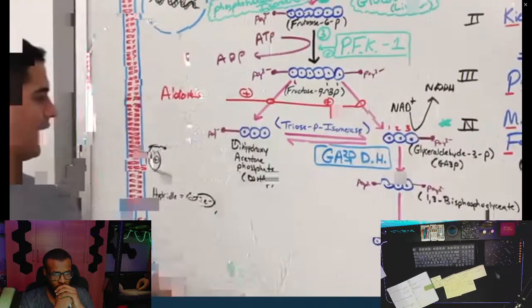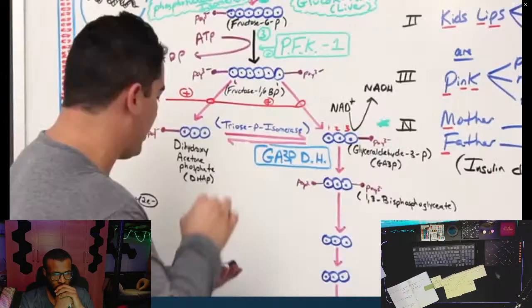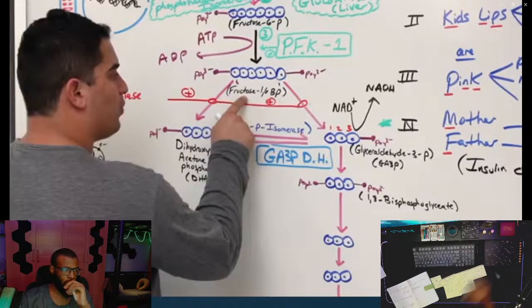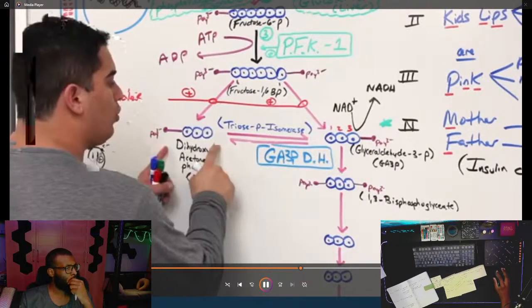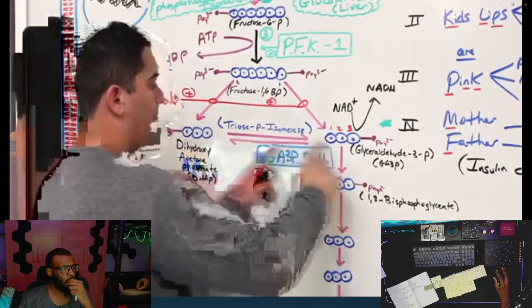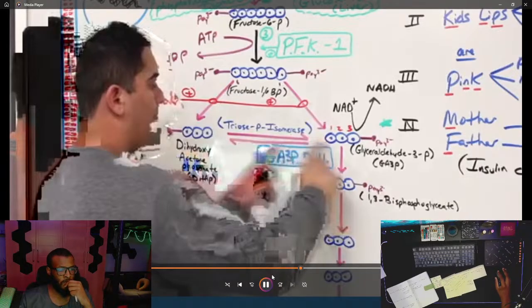Producing, guys, 2. So I'm actually producing 2 ATP in this step right here. This enzyme is pretty cool. The enzyme working this step is called phosphoglycerate kinase. Phosphoglycerate kinase is really special because of what it's doing.